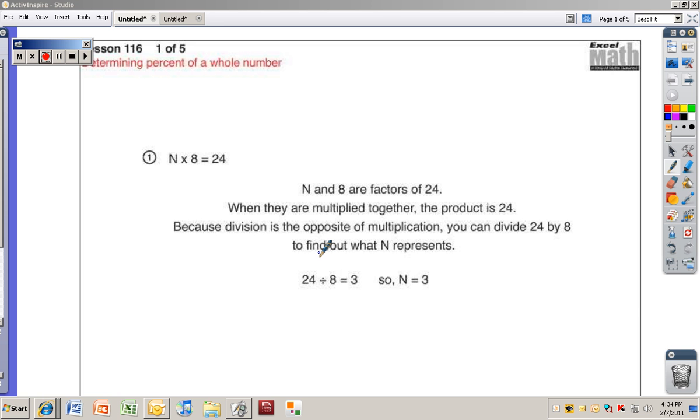Sixth grade Excel, lesson 116, determining percent of a whole number. Not quite as hard as the slope of a line lesson that you guys had yesterday. All right, here we go.